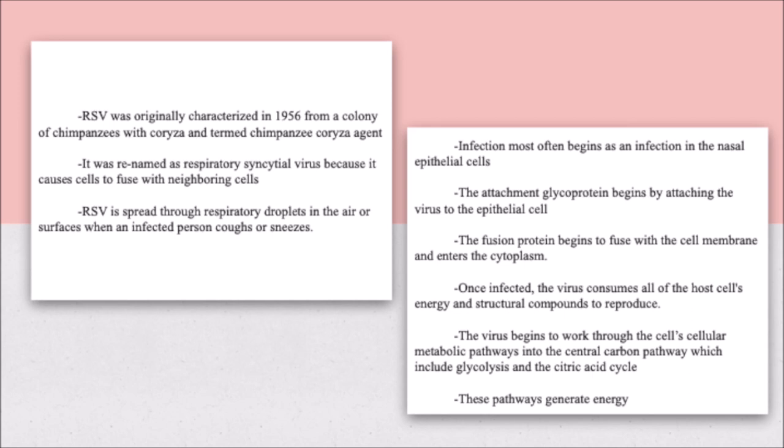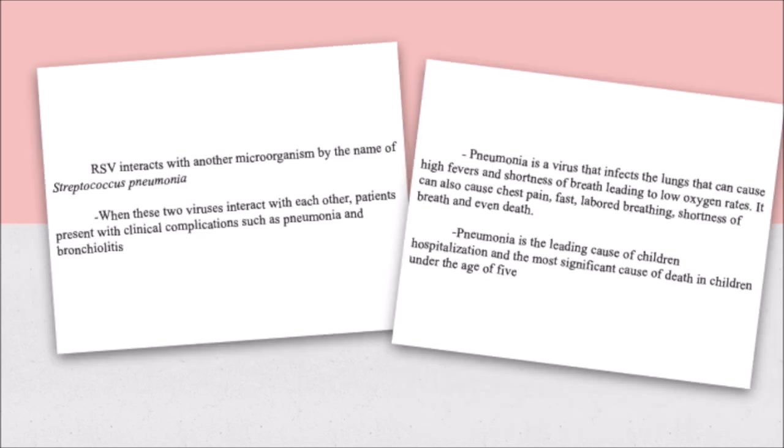Once infected, the virus consumes all of the host cell's energy and structural compounds to reproduce. The virus begins to work through the cell's cellular metabolic pathways into the central carbon pathway, which includes glycolysis and the citric acid cycle. These pathways generate energy. RSV interacts with another microorganism by the name of Streptococcus pneumonia. When these two viruses interact with each other, patients present with clinical complications such as pneumonia and bronchiolitis.